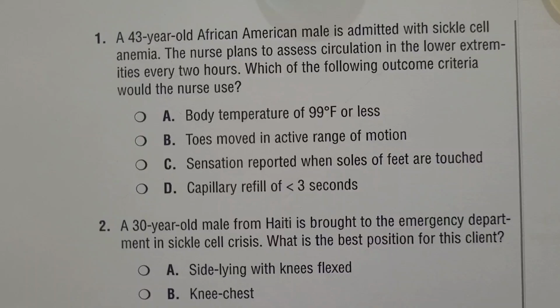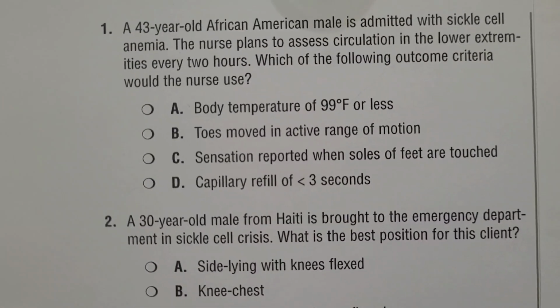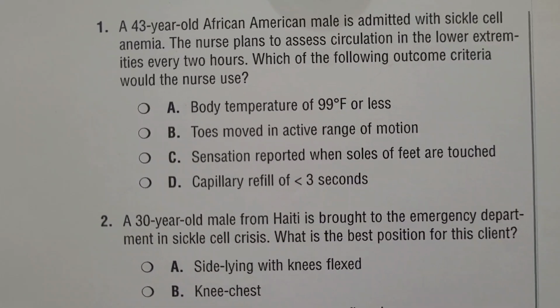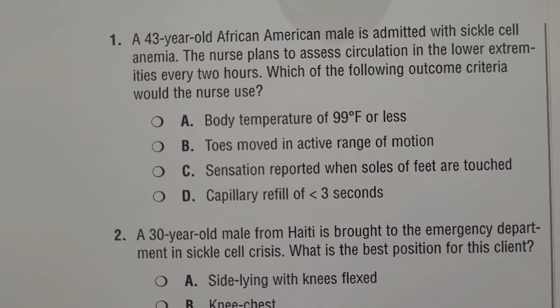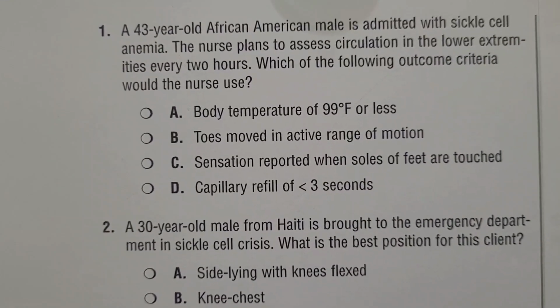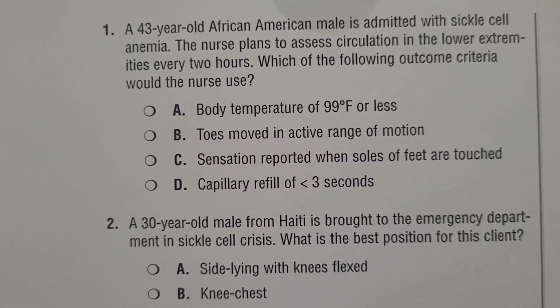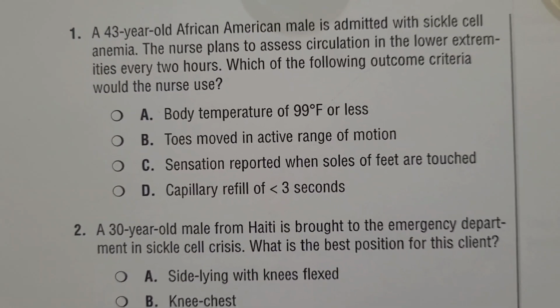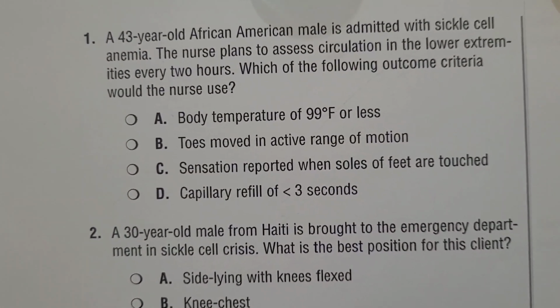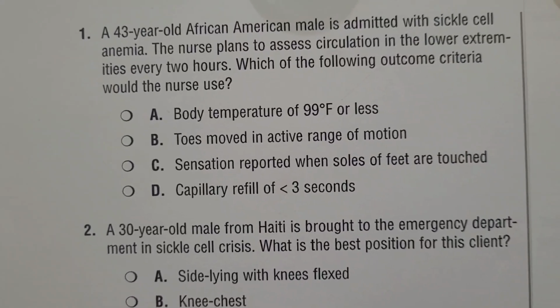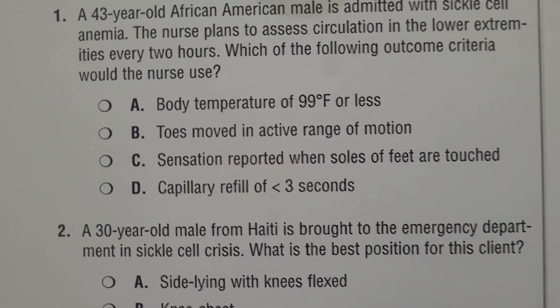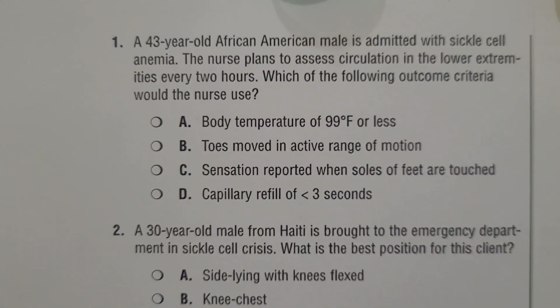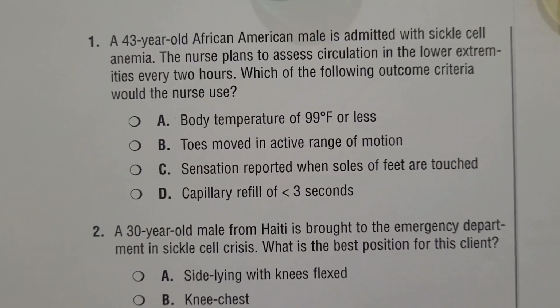So the patient has sickle cell anemia, and they ask in the question which criteria the nurse will use to assess the circulation of lower extremities every 2 hours. They give 4 options. Number A, body temperature of 99 Fahrenheit or less. Number B, toes moved in active range of motion. Number C, sensation reported when soles of feet are touched. Number D, capillary refill of less than 3 seconds.